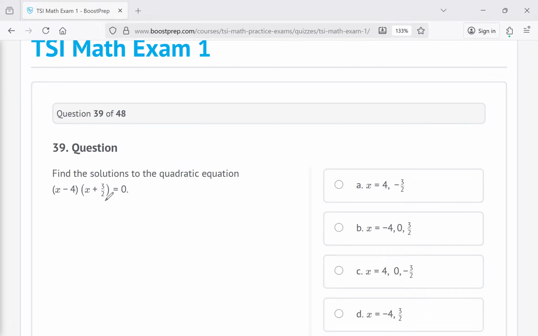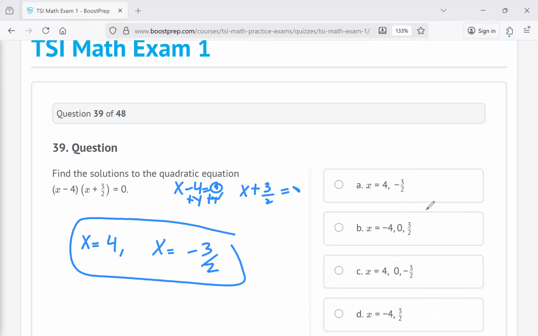39. Find the solution of the quadratic. So the good news, when they say find the solution, they mean the x-intercept. And the good news, it's already in factor form and they already set it up to 0. Some people could automatically see that it is 4 and negative 3 halves. So what they did was they set each equation to 0, and then they solve for x. So over here, you would have to add 4 to both sides. You get 4, and then over here, you would have to subtract 3 halves, and you get negative 3 halves. So it would be 4 and negative 3 halves. There you go.